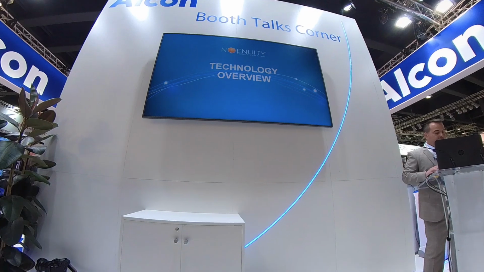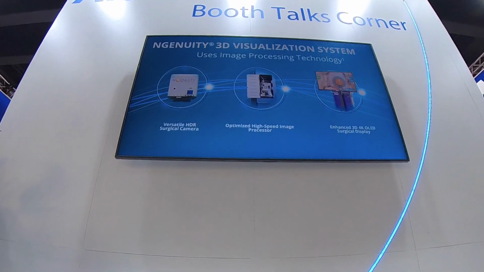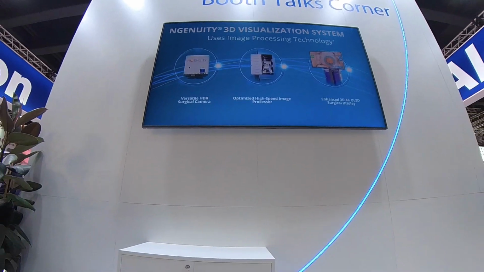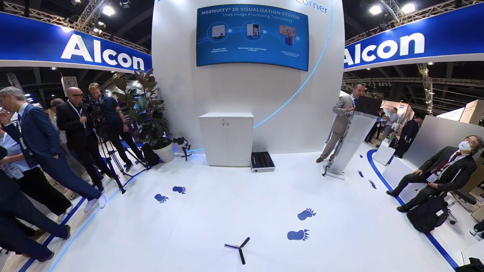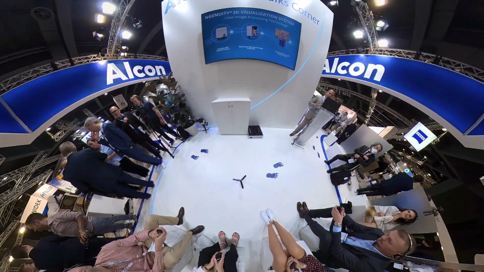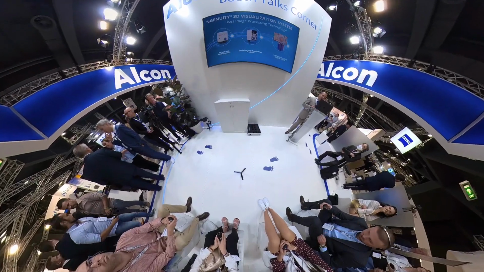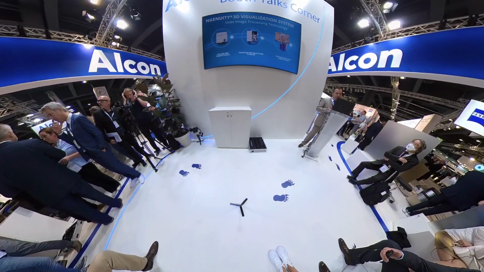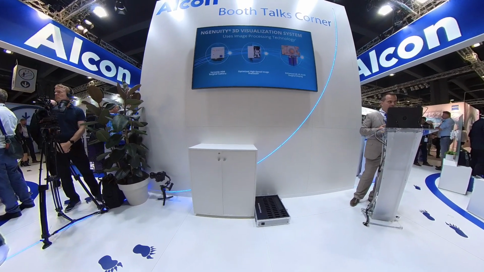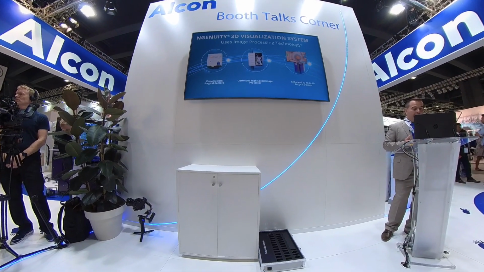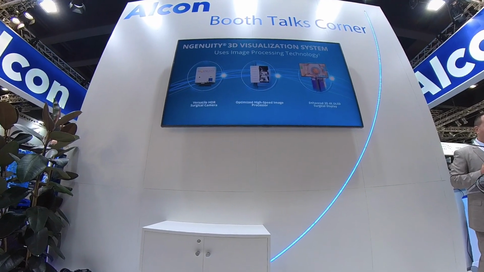This is the technological overview. The system comprises a really amazing camera with high dynamic range. I will explain what is high dynamic range and why it's so important later. A really fast computer which seamlessly produces an image with the least latency possible, which is important for our work, and of course an enhanced 3D OLED 4K screen.